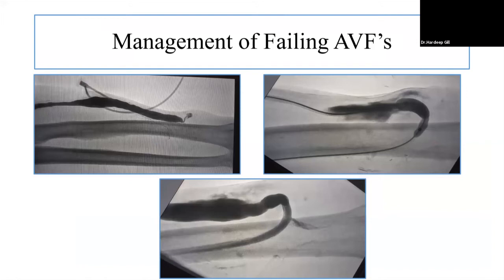This is a patient who has a radiocephalic fistula with a very weak thrill, and the angiogram done through the fistula shows a very high-grade stenosis, a juxta-anastomotic stenosis. So we finally cross the lesion, angioplasty it, and that's the final result, showing good flow into the fistula as well as the artery.